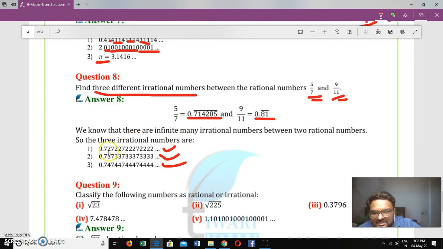We'll start with 7, then 2, 7, 2, 2, 7, 2, 2, 2, 7, and 4 times 2. After 2, we'll write 3, 7, 3, 7, 3, 3, and 4 times 3, and so on. Then after 3, we'll write 4, 7, 4, 7, 4, 4, and 4 times 4. So these are several ways we can write 3 irrational numbers between the given 2 rational numbers, 5 upon 7 and 9 upon 11.